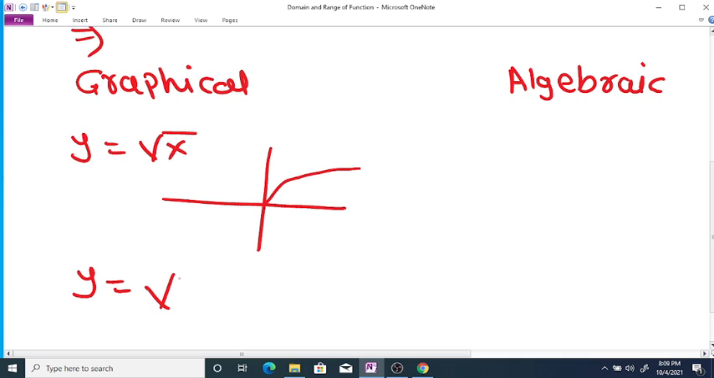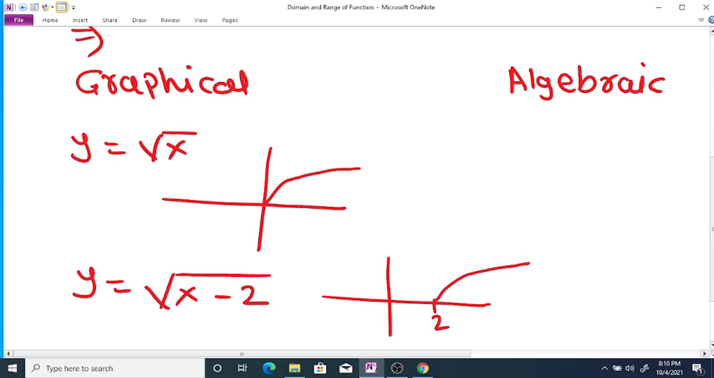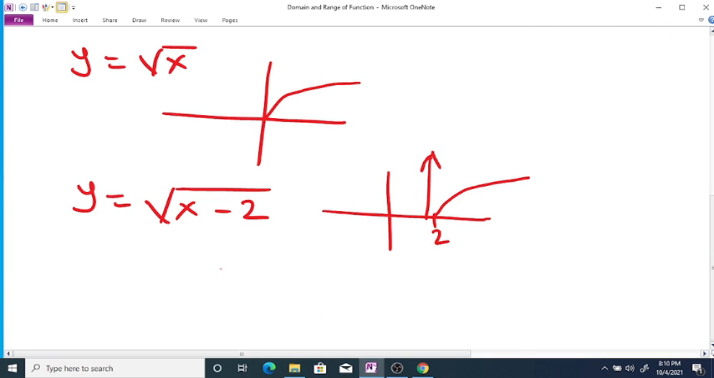and therefore for the graph of the function y is equal to square root of x minus 2, in place of x we put x minus 2. So we shift the graph horizontally right through 2 units. So here if it is 2, then the graph of this function is this. So here the range of this function is again 0 to infinity. You can observe the y axis represents the range of the given function, and therefore the range is equal to 0 to infinity.